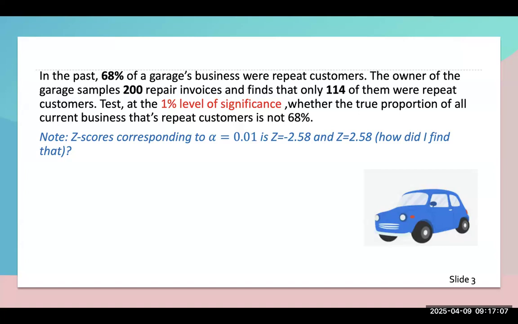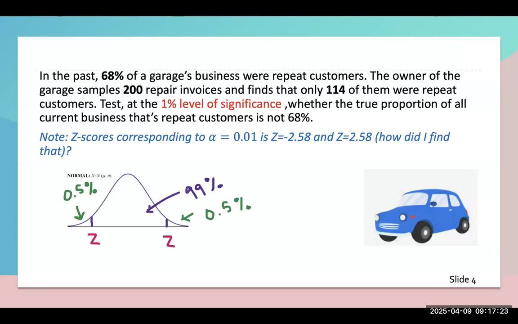And I have a note that says z-scores corresponding to this particular alpha is z is equal to negative 2.58 and z is equal to 2.58. How did I find that? So let's talk about those z-scores first. Now we said a 1% level of significance is like a 99% confidence interval. So we want to reject the null hypothesis only 1% of the time and fail to reject the null hypothesis 99% of the time. So if we reject 1% of the time, then 0.5% of the time we're in the left tail and 0.5% of the time we're in the right tail because those two numbers add to 1%.